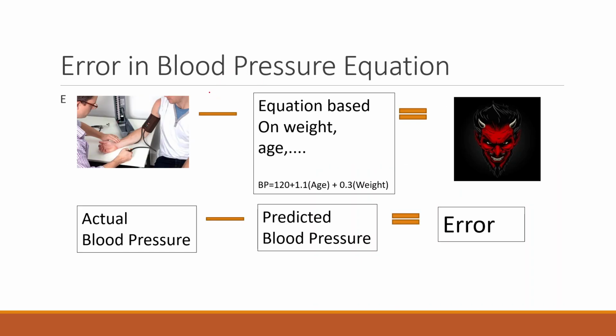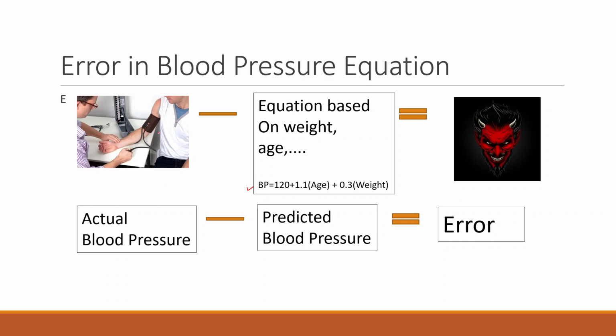Now let's try to understand why there is an error in any model. Say, for example, we can measure the blood pressure of a person by using a sphygmomanometer, and a regression equation, which is blood pressure equals 120 plus 1.1 times age plus 0.3 times weight. This is just a hypothetical equation which I have used to explain the concept of error. This equation I have made after running the data on some samples. I'm again repeating, there is no such equation. I'm just trying to explain the concept of model and the error.